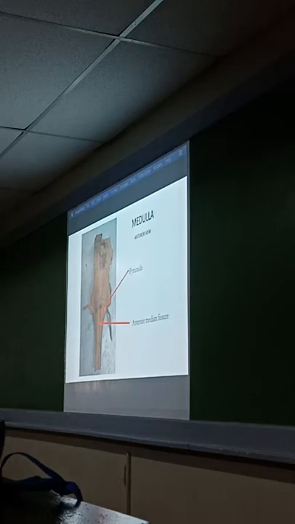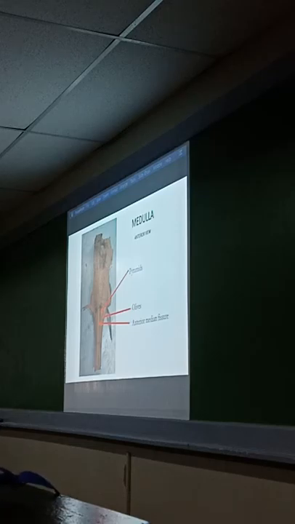Then lateral to the pyramid, you have another swelling. That is the olive. What is the cranial nerve that exists between the pyramid and the olive? What is the cranial nerve found between the pyramid and the olive? Cranial nerve number 12. Very good.